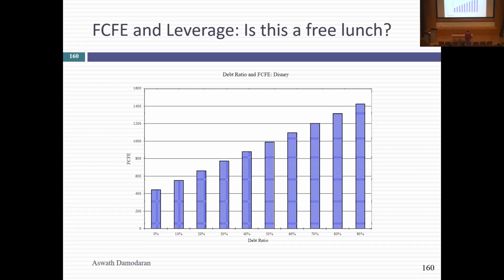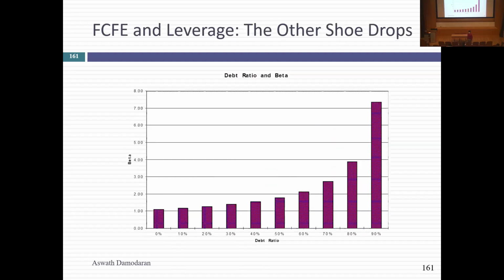As my debt goes up, remember this is the beta for equity. What happens to my beta? It's going to go up. It's a levered beta. This is the other shoe that's dropping. As I take on more debt, my free cash flow to equity is going up, but so is my cost of equity. That's why it's always a tricky call. My earnings per share increase, my free cash flow to equity increases, my cost of equity increases. I want you to think about what the final effect on value is.